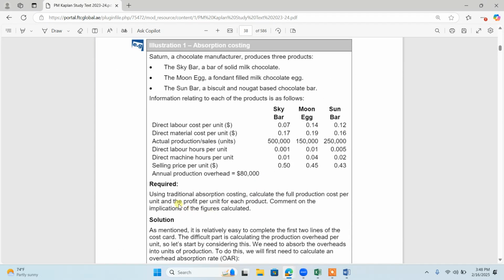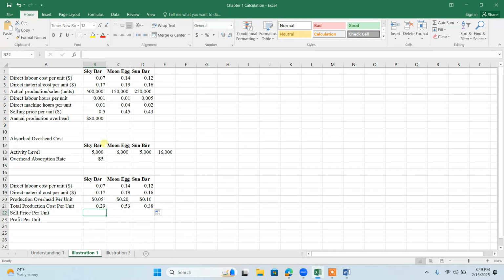Okay, the requirement is that using traditional absorption costing, calculate the full production cost, which we have calculated per unit, and the profit per unit of each product. So for the profit, we need the sale price. We have calculated the cost. What is the sale price of the sky bar? It is 0.5. What is the sale price of the moon? It is 0.45, and for the sun bar it is 0.43.